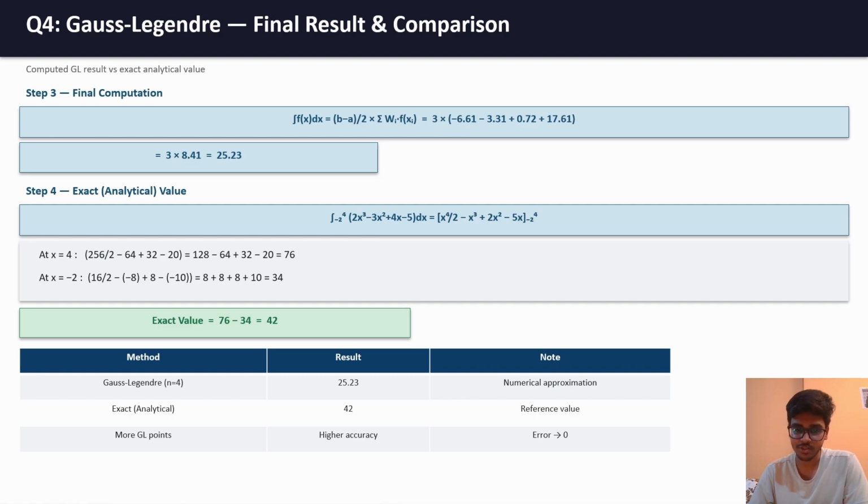Our Gauss-Legendre result was 25.23 while the exact value is 42. This difference arises from rounding during intermediate computation of f of x. The method itself is theoretically exact for a degree 3 polynomial with 4 points. The small errors we see are purely due to rounding in the decimal approximations of the nodes. The key insight is Gauss-Legendre quadrature is extremely efficient. It achieves high accuracy with very few function evaluations. This is why it is the method of choice in high performance scientific computing.